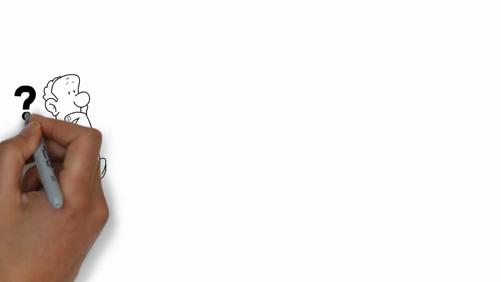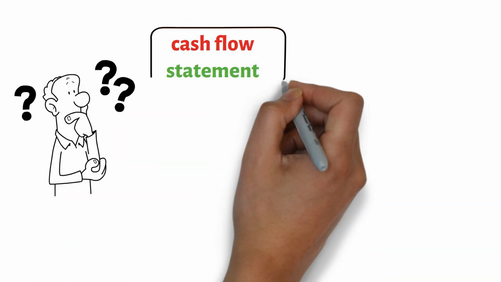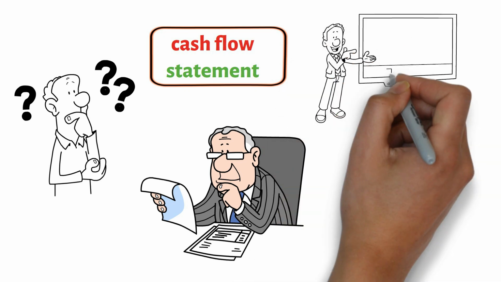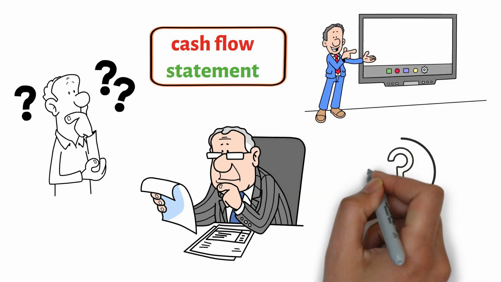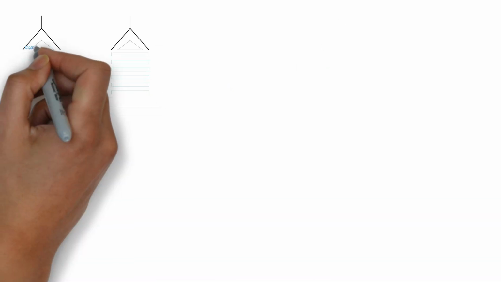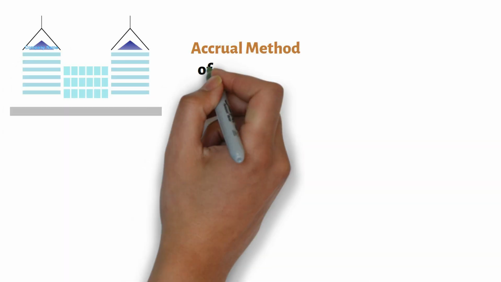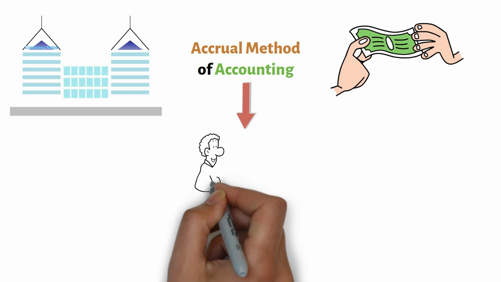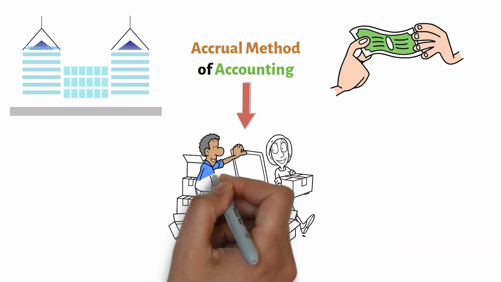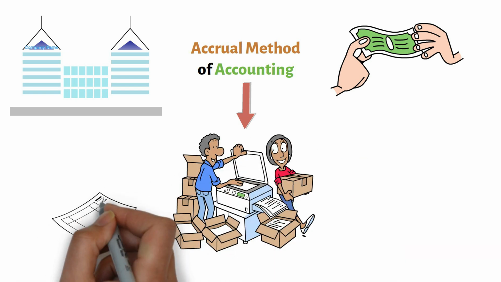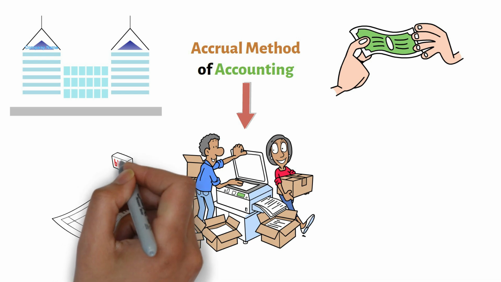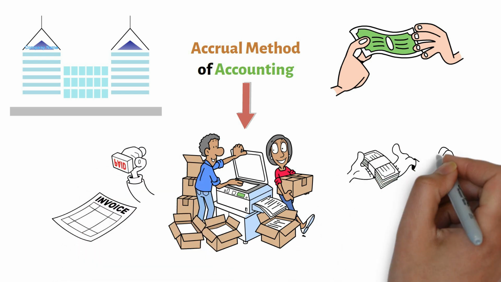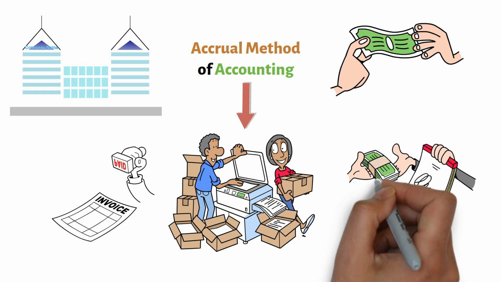Have you ever wondered why the cash flow statement is so crucial for any business? Stay until the end of this video and you will learn why. Most companies use what is called an accrual method of accounting as opposed to a cash method. With the accrual method, sales are booked when the goods go out the door, even if the buyer takes years to pay for them. With the cash method, sales are only booked when the cash comes in.